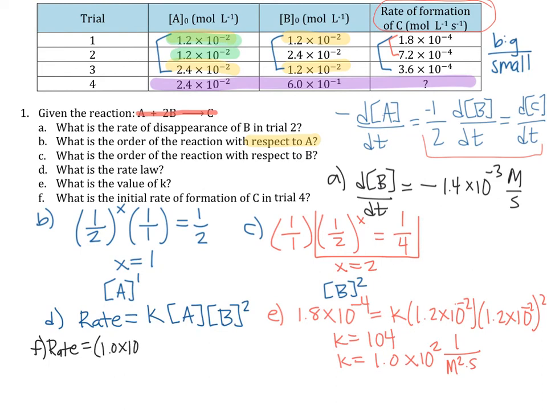1.0 times 10 to the 2, our rate constant we calculated, which is good for any of these situations as long as it's the same temperature, times 2.4 times 10 to the negative 2, that value for the initial concentration of A, and 6.0 times 10 to the negative 1, the value for B. And since it's the B, we need to square it. And then our answer for the rate of trial 4 will be 8.6 times 10 to the negative 1, not forgetting our unit, molarity per second.